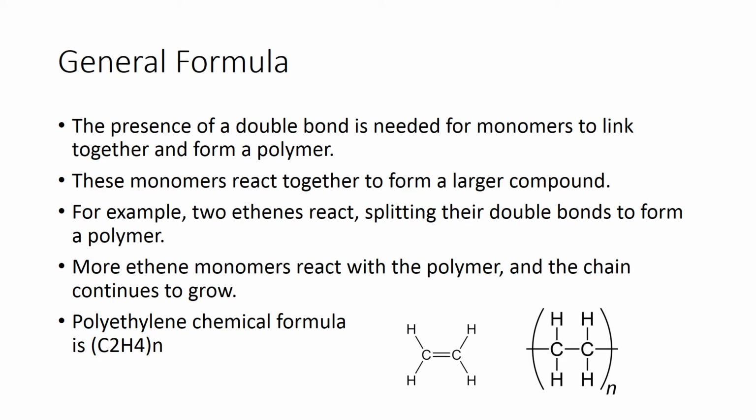So for example, the formula for polyethylene is (C2H4)n. n simply means many. It can be hundreds, thousands, or hundreds of thousands in reality.